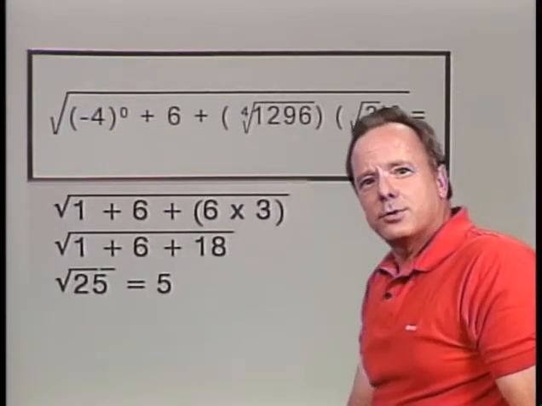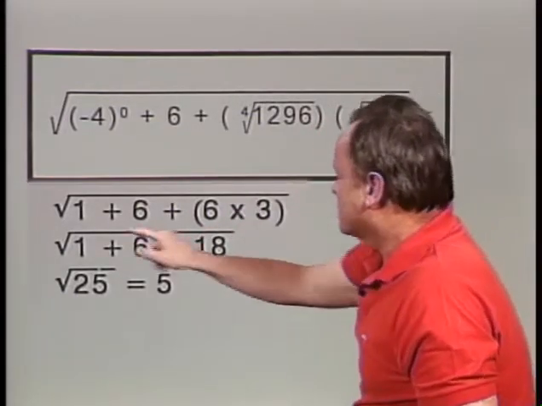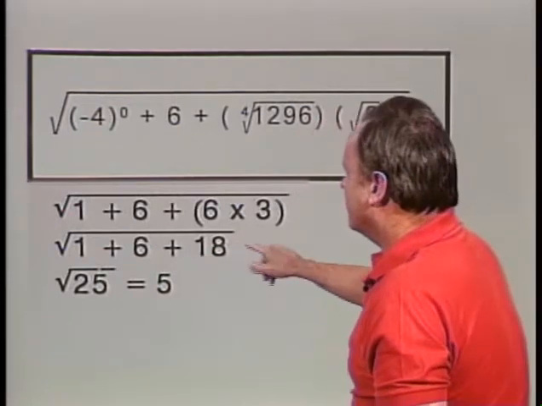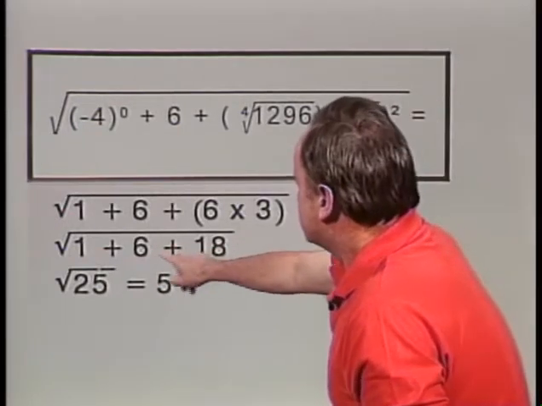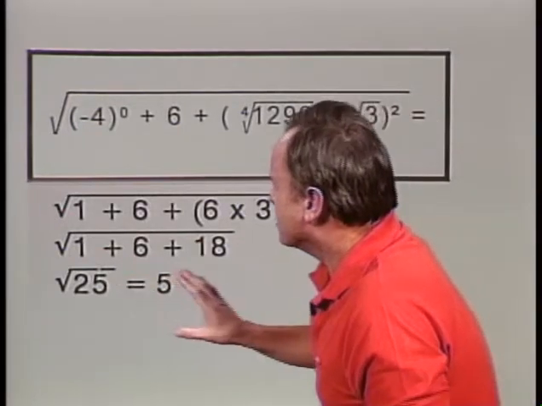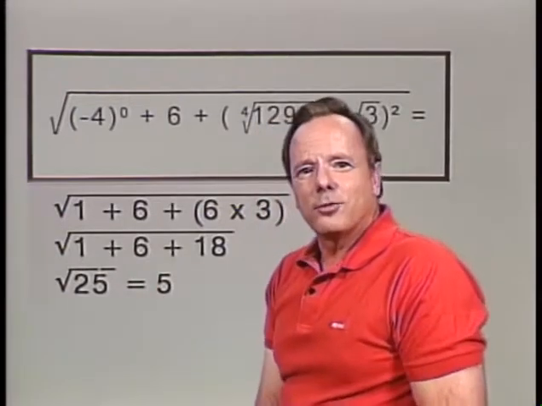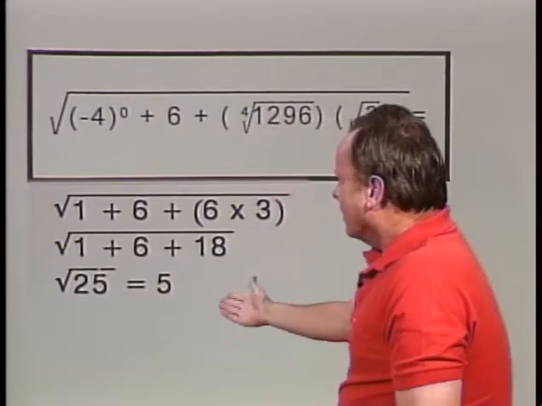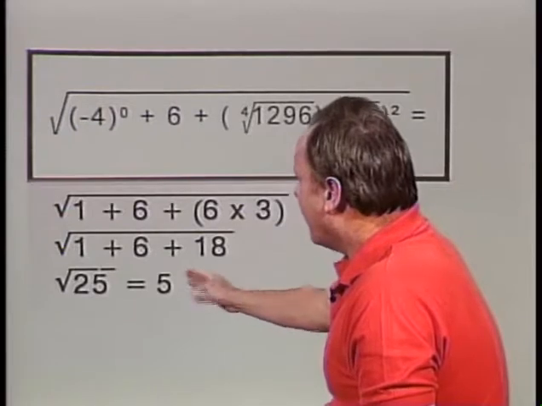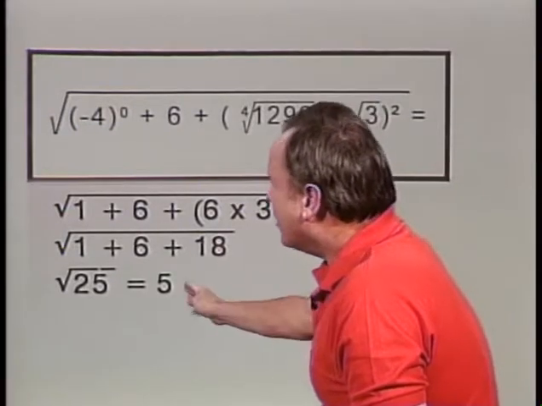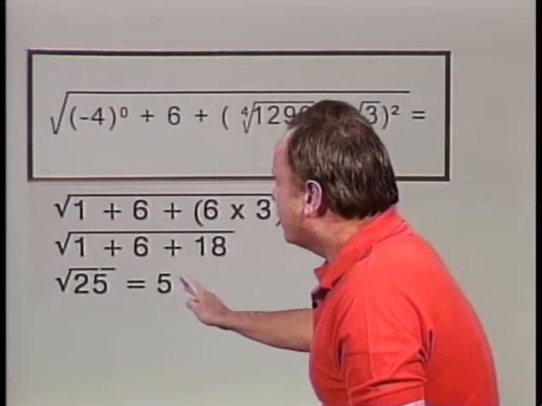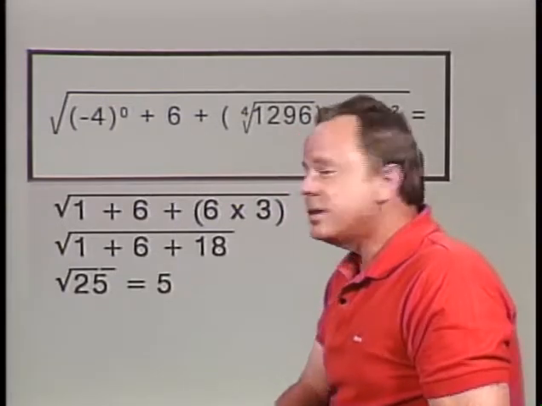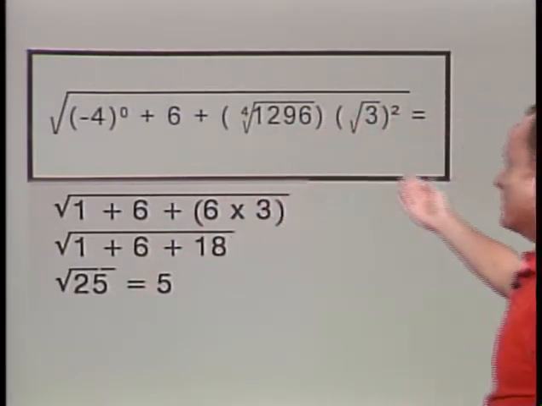Well, we can do 6 times 3 right now. That's 18. So it's the square root of 1 plus 6 plus 18. Well, 18 and 6 is 24 and 1 is 25. So the real question is, what is the square root of 25? And if you can't do it in your head, you can play around with your calculator, but 5 times 5 is 25. And the correct answer to this equation is 5. And that's all there is to this entire mess.